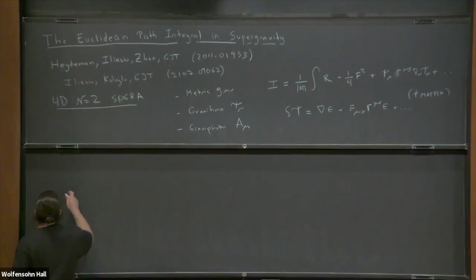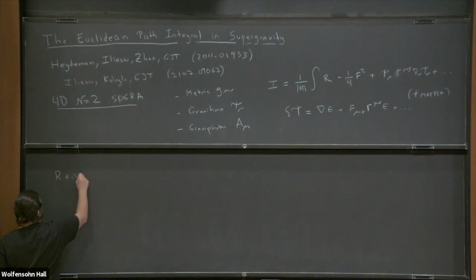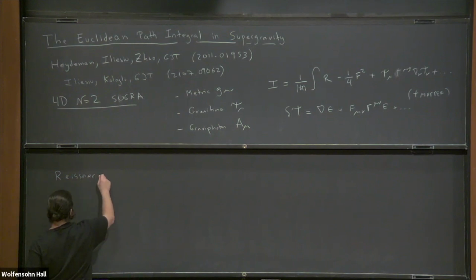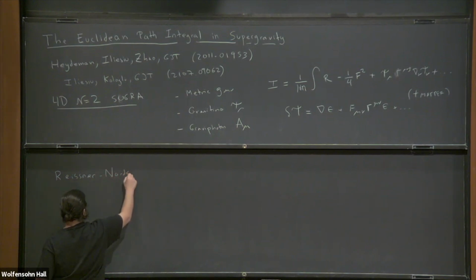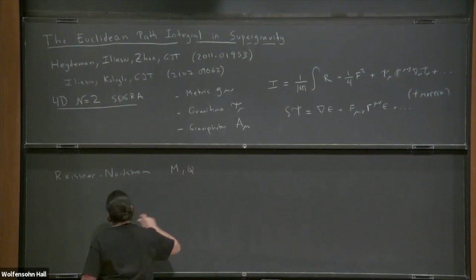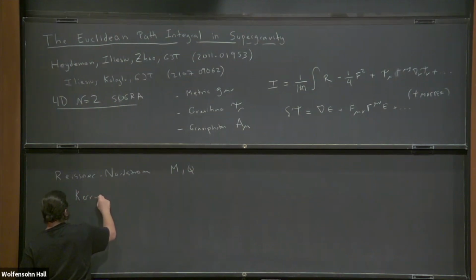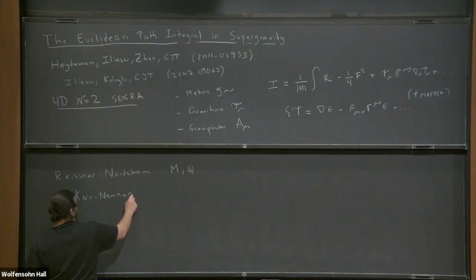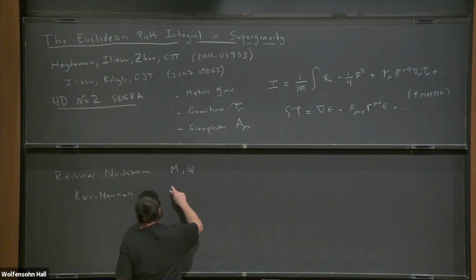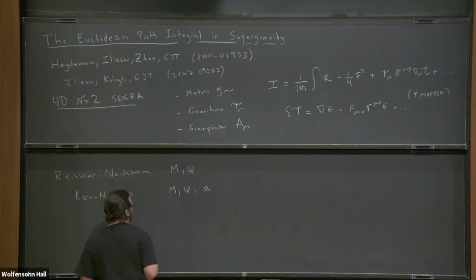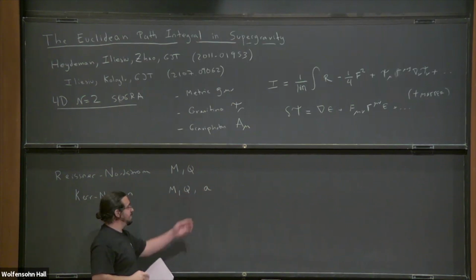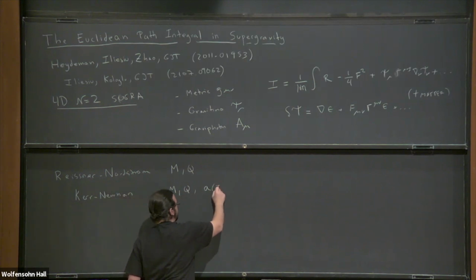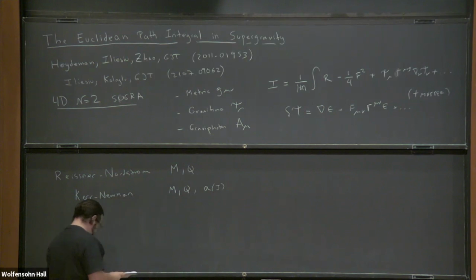So this theory has as solutions the Reissner-Nordström black holes, parameterized by mass and a charge, and Kerr-Newman if we add angular momentum. I will assume that these examples are familiar for most people, so I won't write down the metric of the Kerr-Newman one, but we will write it in terms of the mass, the charge, and a parameter a that is related to the angular momentum of the solution.